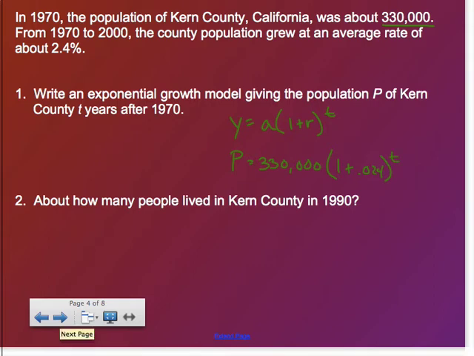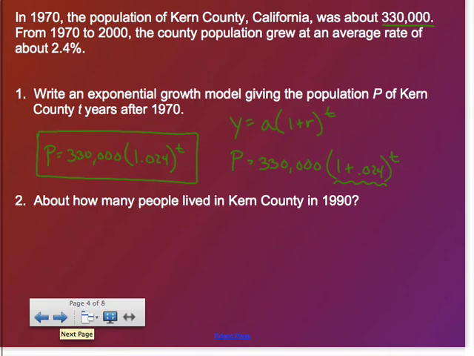Now, obviously, we can abbreviate this at least a little bit. We can reduce what's on the inside there. So if I cheat a little bit and go over to the open space, I think my model is going to be population equals 330,000 times 1 plus 0.024, which should be 1.024, all raised to the T value. I think this is going to be my exponential growth model for those 30 years in Kern County.